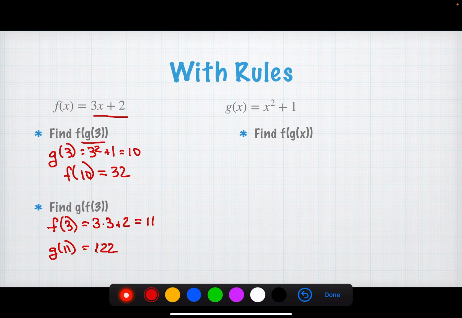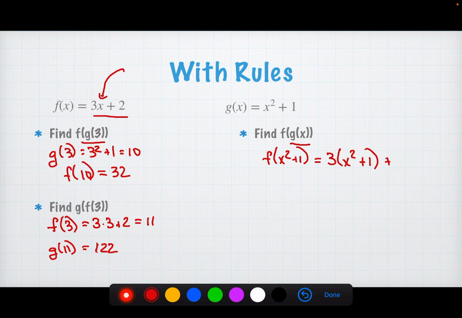Now sometimes we want to leave just a generic rule and not work with an actual number. If we're going to find f of g of x, that means we plug all of g into f. So we're really doing f of x squared plus 1, which means we're replacing the x with x squared plus 1. So this becomes 3 times x squared plus 1, plus 2. I could leave it there, or I could simplify it to make it 3x squared plus 3 plus 2, or 3x squared plus 5. Just pay attention to your directions.